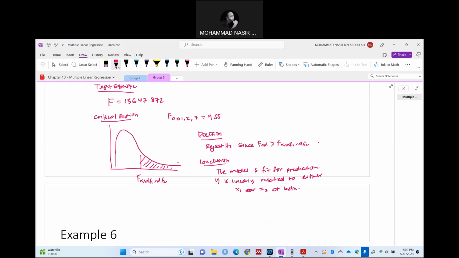So you replace Y with the dependent variable name. So dependent variable is cooking time, right? Cooking time is linearly related to either X1, level of oven, and X2, temperature, or both. Done?